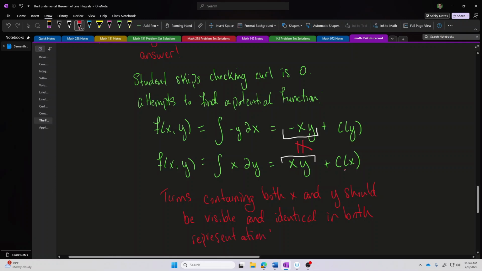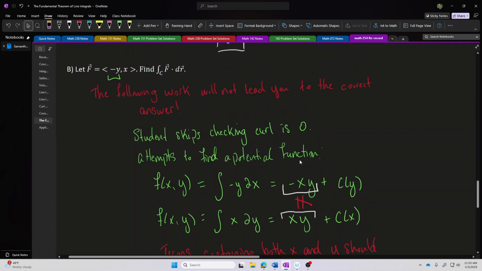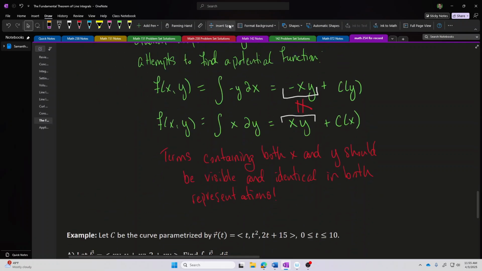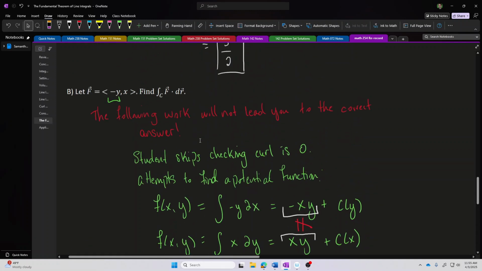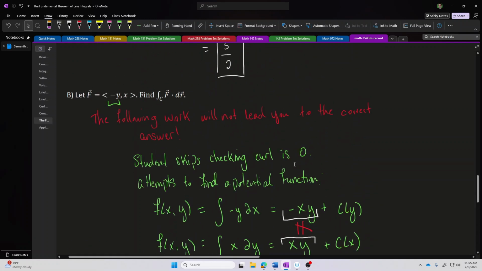If there is any mismatch at all in the two representations of your potential function, in these terms containing both x and y, that's a problem. That typically is a sign that your vector field was not actually conservative in the first place. So either you skipped the step of calculating the curl, or there was an error made when the curl was calculated.